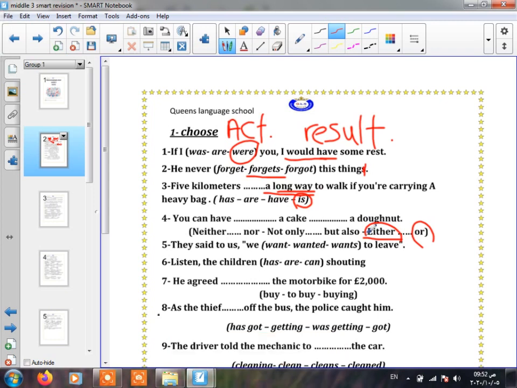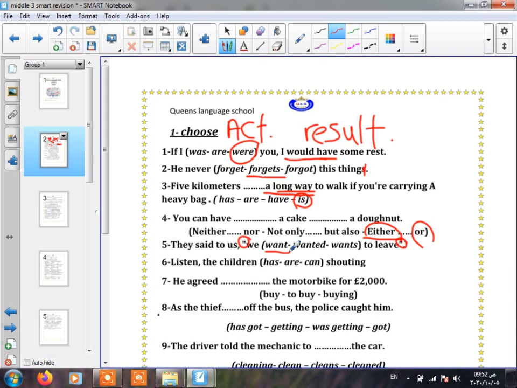Okay, let's continue. So number 5, they said to us, we dots to leave. So this sentence is still in direct speech because I still have the quotation marks here and here. So the verb must be infinitive. So they said to us, we want to leave. Because when I change to reported speech, it will be, they told us that they wanted to leave.